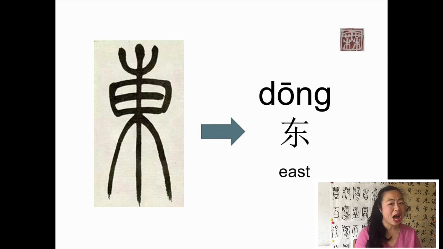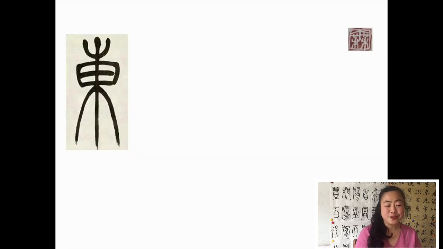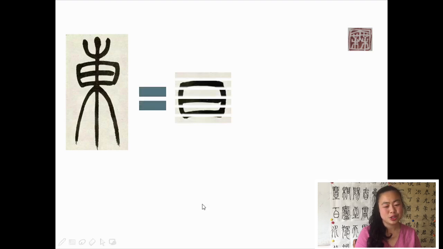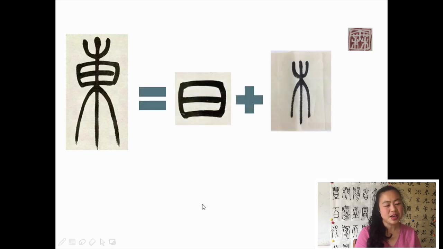Okay, do you know how our ancestors created this character? Let's look at it. First, this character is combined with two parts. The middle part is like this. And if we combine the upper part and the bottom part, it's like this.